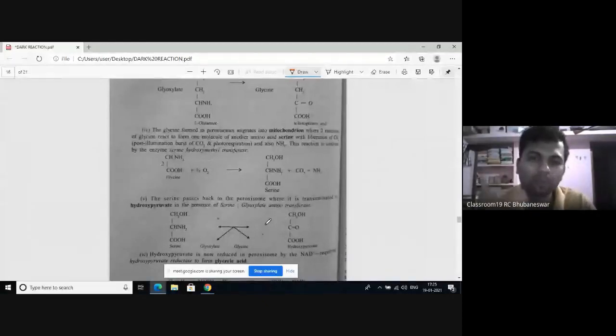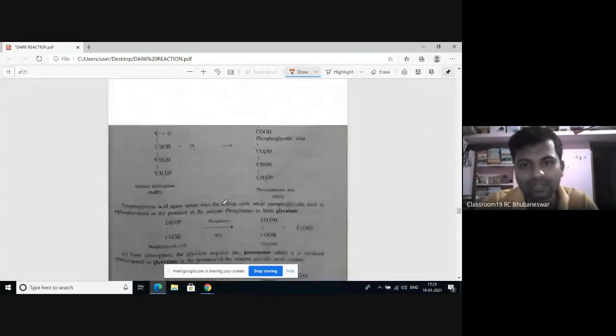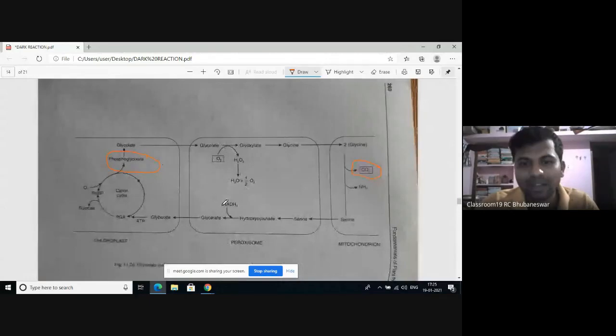Okay, I am also compelled to do this, because photorespiration itself is one class, and the C4 cycle itself is one class. Because the time is limited, I am just trying to give some summary here.